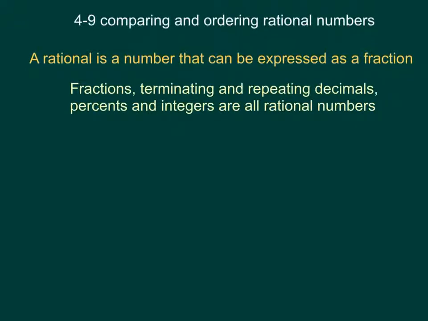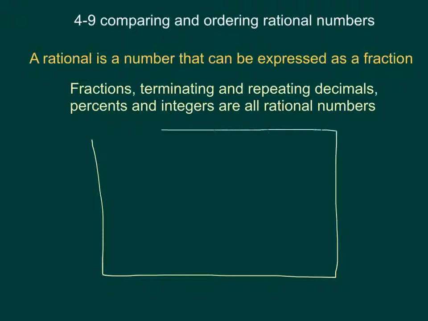4-9, comparing and ordering rational numbers. A rational number is a number that can be expressed as a fraction. Fractions, terminating and repeating decimals, percents, and integers are all rational numbers. I'm sure you've probably seen a Venn diagram before that starts out with whole numbers in the beginning.